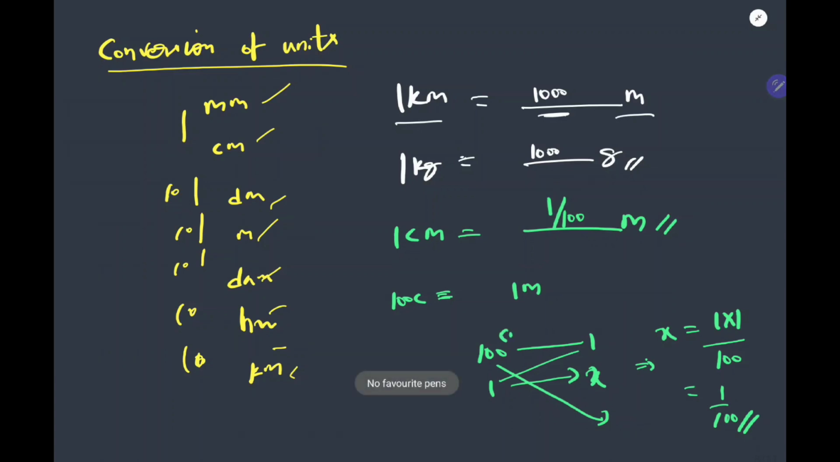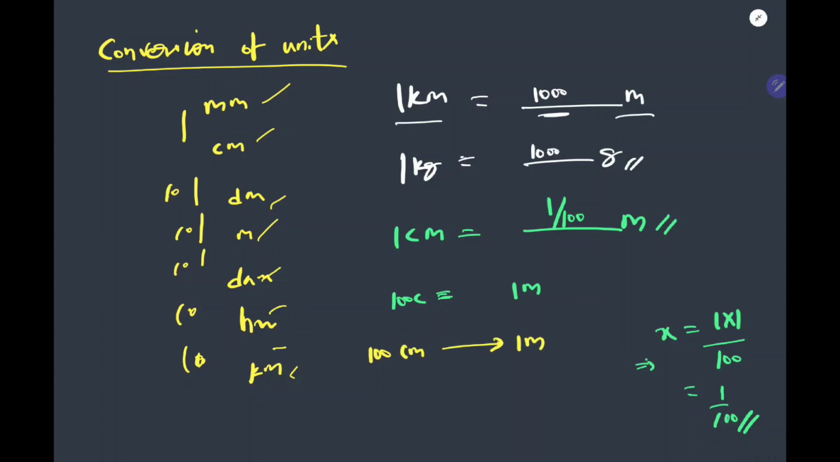100 centimeters is equal to 1 meter. Then 1 centimeter is equal to how many? I will explain again. 100 centimeters is equal to 1 meter, then 1 centimeter is equal to x. So x comes like this, and 100 comes like this, and 1 into 1. So the final answer is 1 by 100.